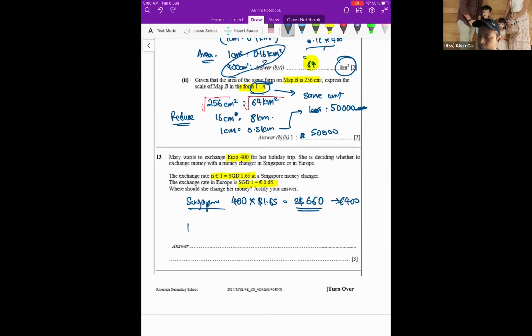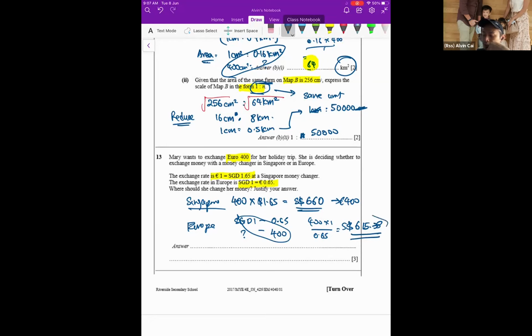So in Europe, how much is that? SGD1 is representing 65 cents. Then I want to change 400. How much SGD do I need? It's basically 400 times 1 divided by 0.65. When you divide by 0.65, that will give you 615.38 Singapore dollars, rounded off to 2 decimal places.